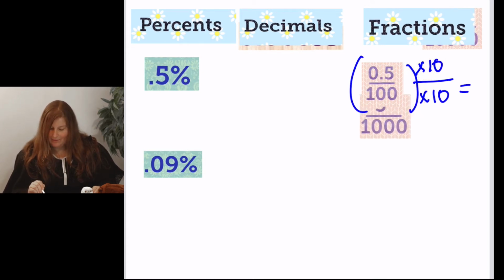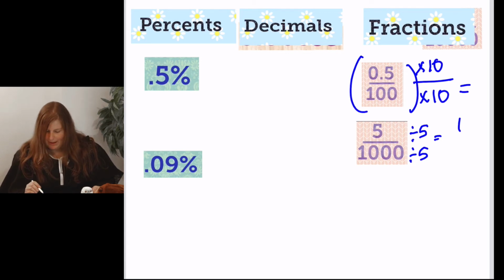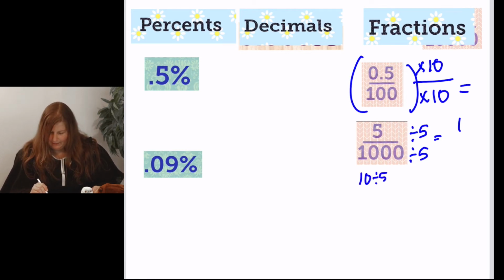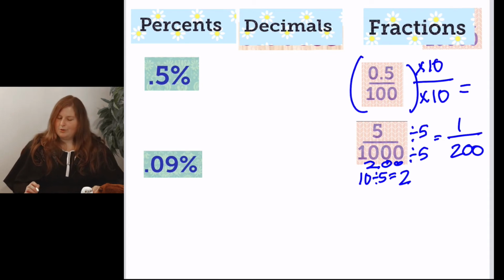Half times 10 is 5. 100 times 10 is 1,000. So this simplifies to 5 thousandths. Of course, we can divide that further because we can divide the numerator by 5 and the denominator by 5. 5 divided by 5 is 1. 100 divided by 5 might seem a little tricky, but if I look at it as 10 divided by 5 is 2, and then I know that the 2 is here in the hundreds place, that means I have 200. So this simplifies to 1/200th.